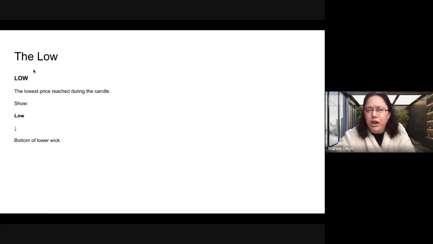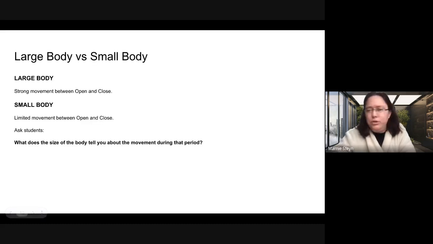What is the low? The low is the lowest point, the bottom of the lower wick. Now I know there are no diagrams here. We're going to go into a lot of diagrams now. I just want to do a little bit of a recap.